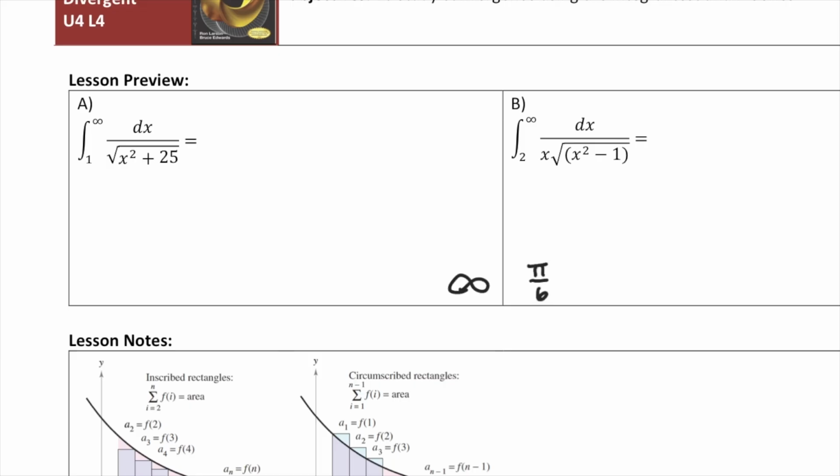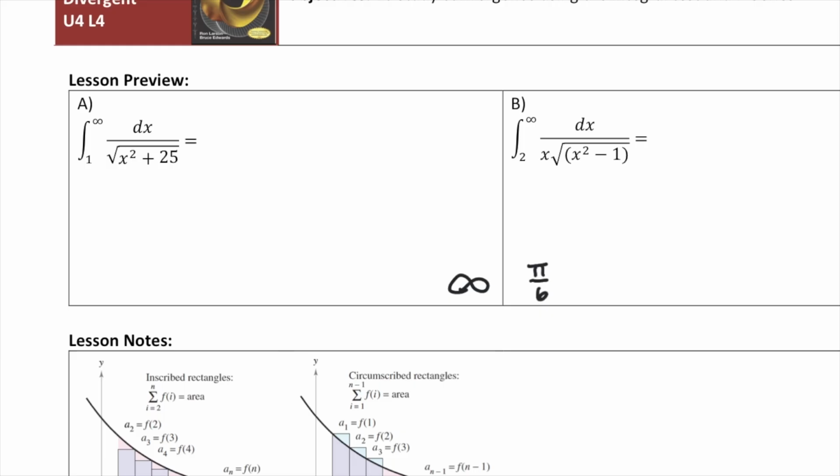Did you find that question A was divergent, so that improper integral does not have an answer? And question B is convergent. It has the answer of pi over 6. For today's lesson, we're going to study convergence using an integral test and also the P-series.